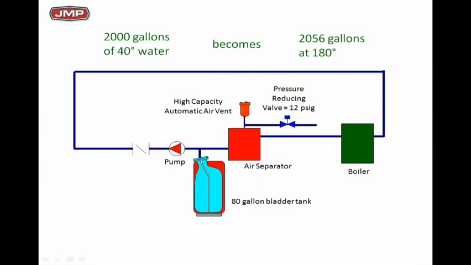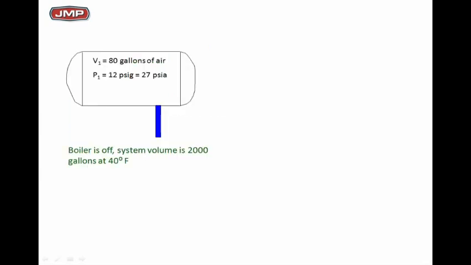We've got this closed system. We've got a bladder tank. You just stuck an 80 gallon bladder tank on there. Is it big enough to hold the 56 gallons of water? Well, let's go to Charles and Boyle's law and take a look. We have to have a place to put 56 gallons of water.